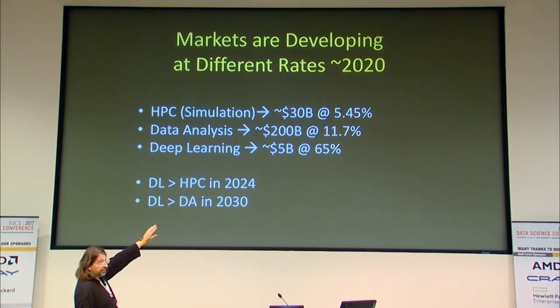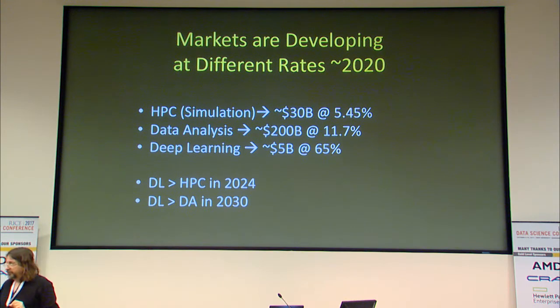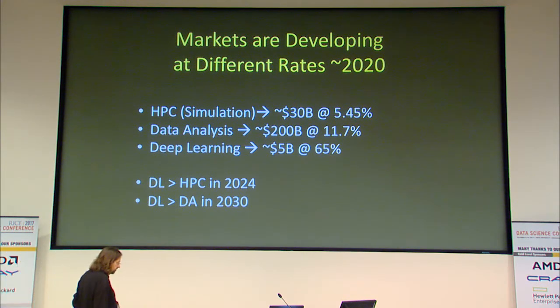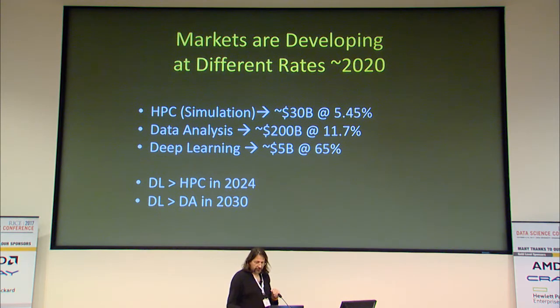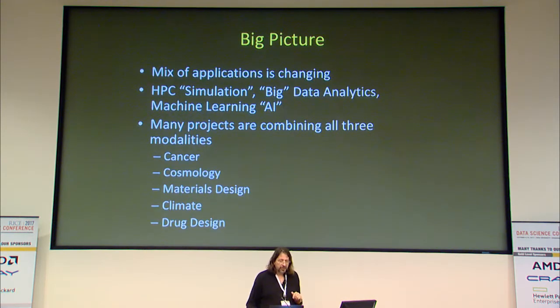Of course, this is completely non-scientific, but if you just extrapolate those curves, you get funny things happening. Deep learning becomes bigger than high-performance computing in 2024, and bigger than data analysis in 2030. So this is kind of interesting. I don't know if anything like that's going to happen.